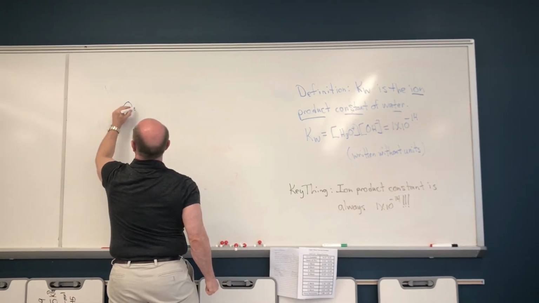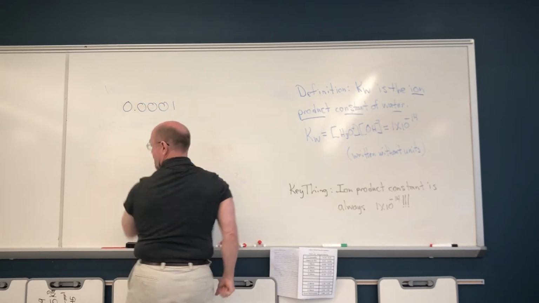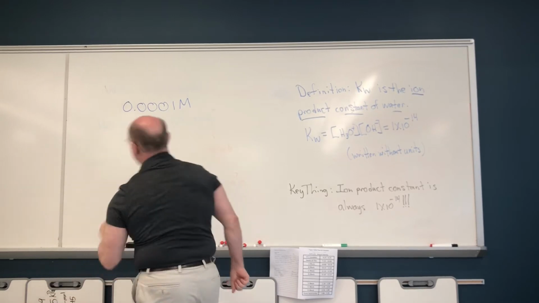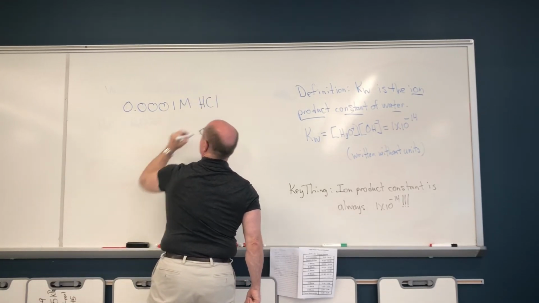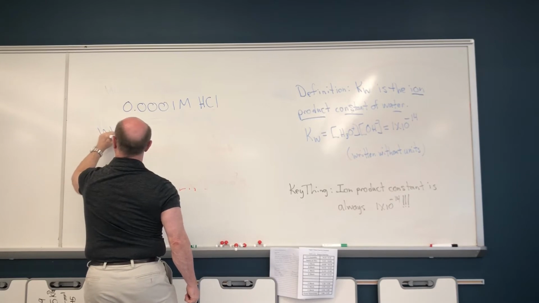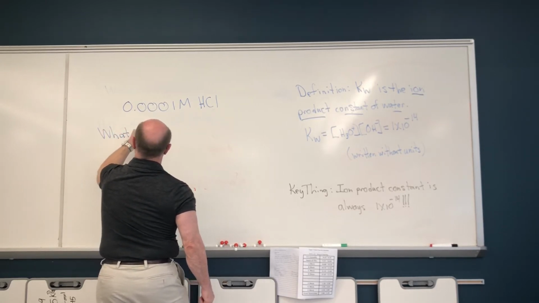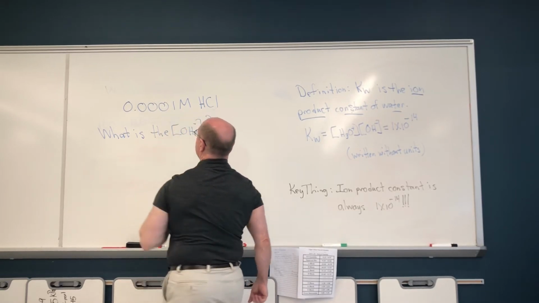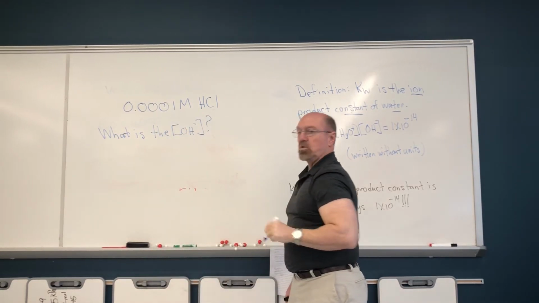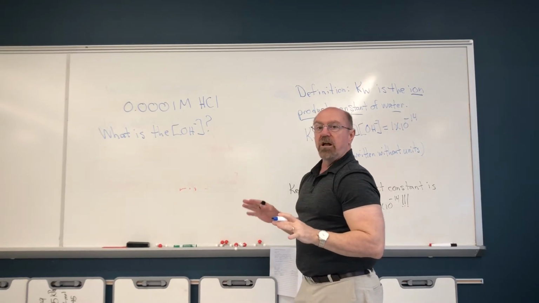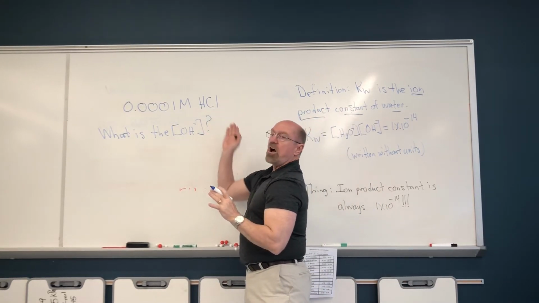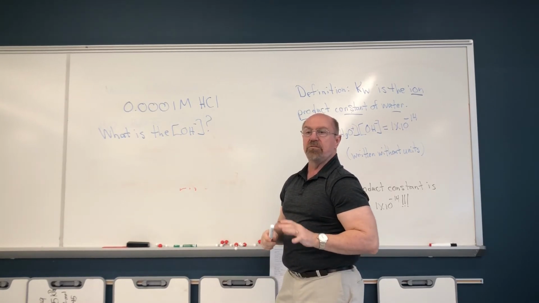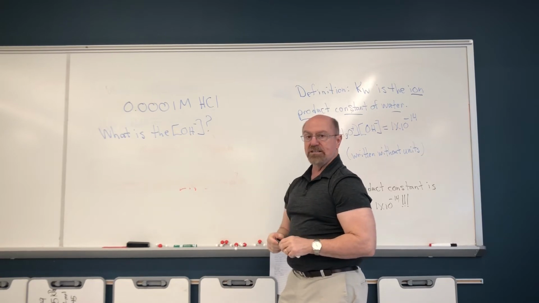So let's take a quick look at a calculation. So in the notes I put 0.0001 molar HCl, and then we want to find what is the concentration of hydroxide ions in a solution that's 0.0001 molar HCl. Well, here's the thing. We're only dealing with strong acids here. Why? Because they completely dissociate. And it's really beyond the scope of honors chem to deal with weak acids for the quantitative stuff.